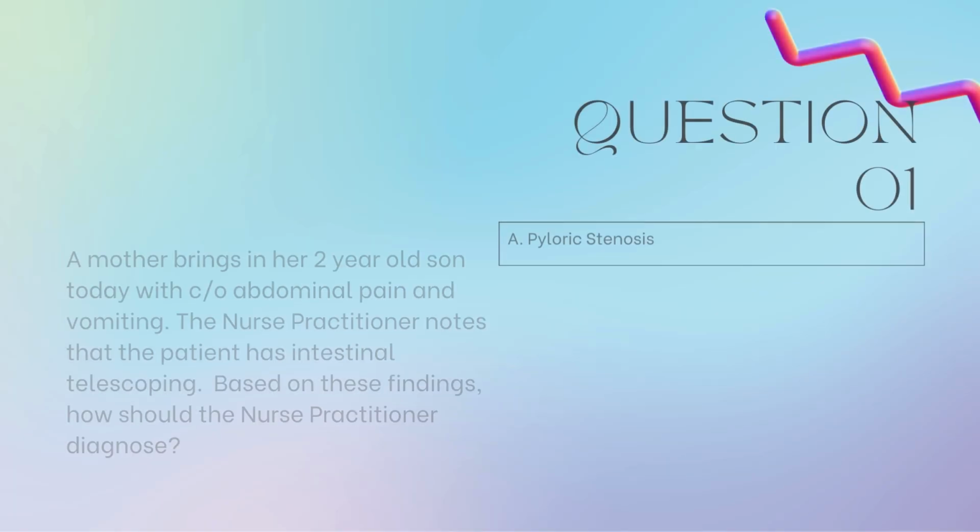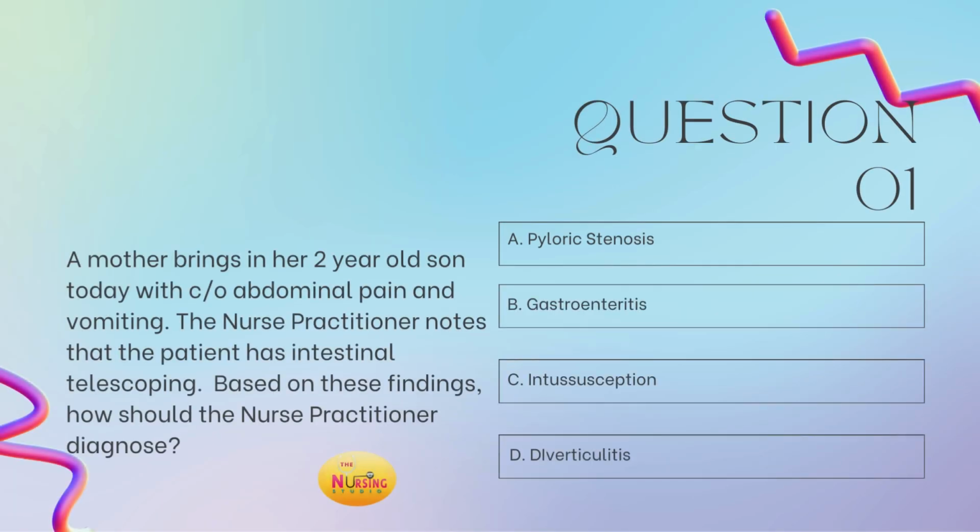All right, so let's get into question number one for today. Question number one states, a mother brings in her 2-year-old son today with complaints of abdominal pain and vomiting. The nurse practitioner notes that the patient has intestinal telescoping. Based on these findings, how should the nurse practitioner diagnose? Is it A, pyloric stenosis, B, gastroenteritis, C, intussusception, or D, diverticulitis?